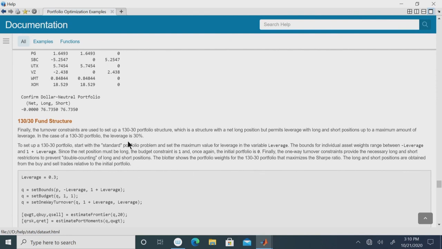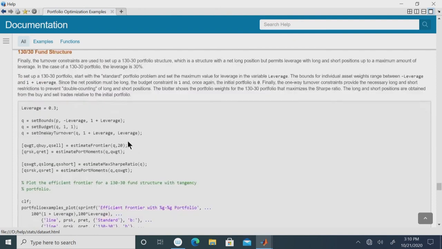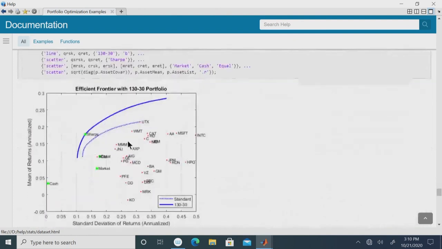So, the difference between them gives you 100% of the short position. Here is an example where you can see that the dotted one is the standard efficient frontier, and the one above it in bold is the efficient frontier involving this 130-30 portfolio strategy. And here is the Sharpe ratio, or rather the portfolio with the maximum Sharpe ratio.